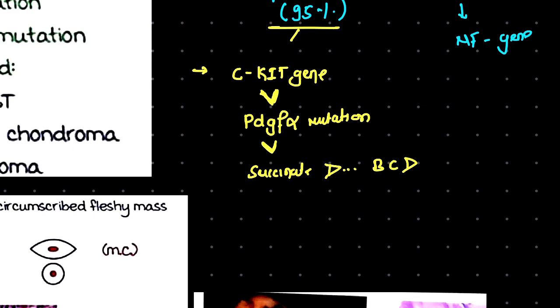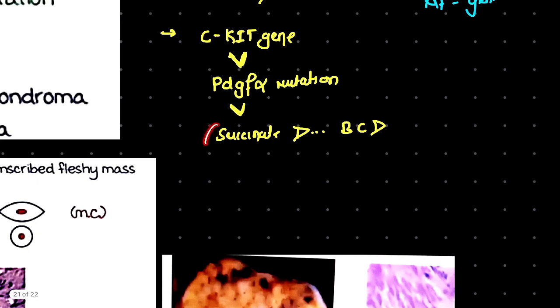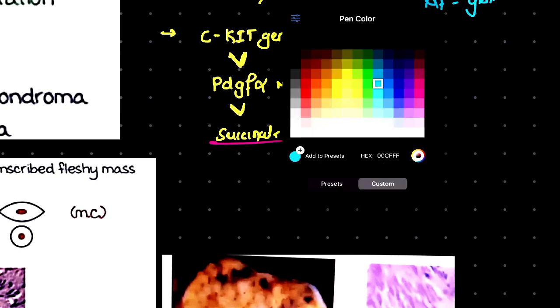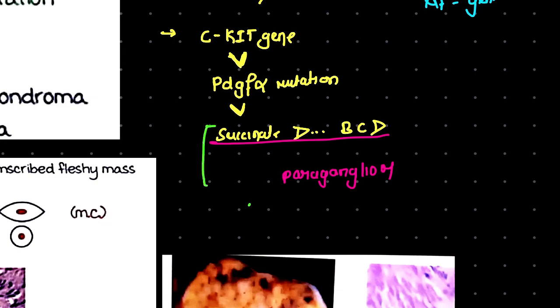Now there is one important correlation that I would like to mention here. When the person has a succinate dehydrogenase subunit BCD mutation, this patient may also present with another condition, and that condition is paraganglioma. That means if the person is suffering from succinate dehydrogenase subunit BCD mutation, there can be the condition paraganglioma, right?